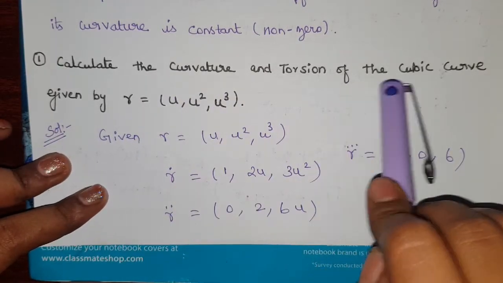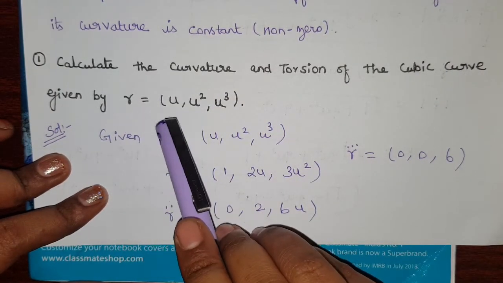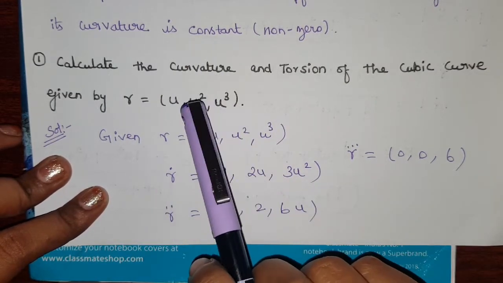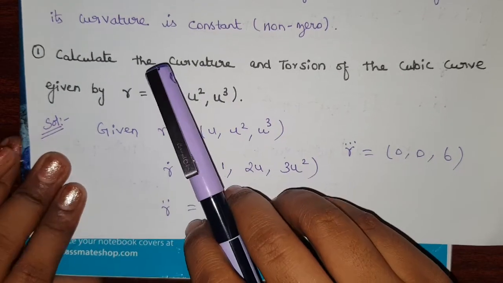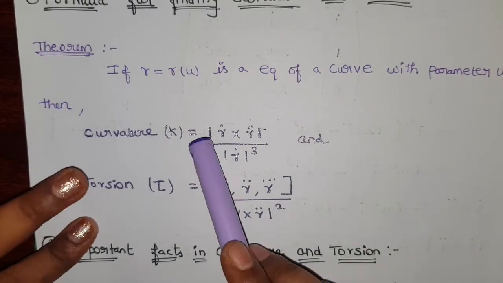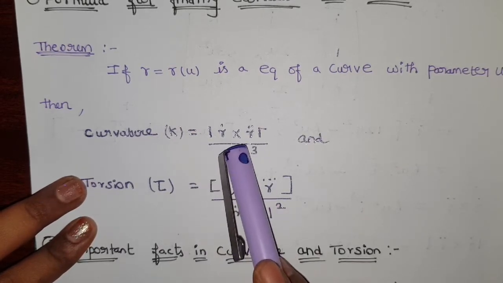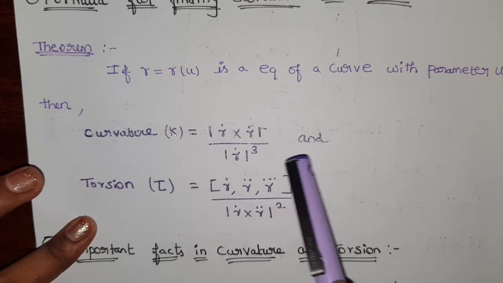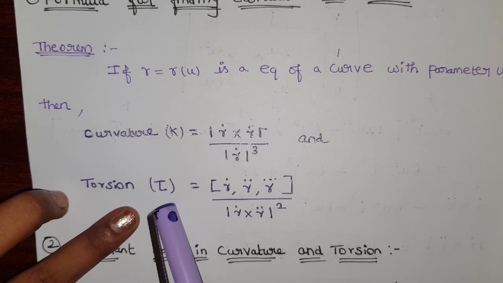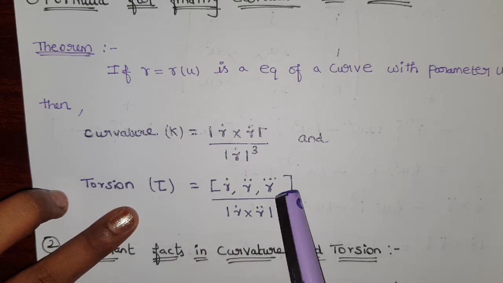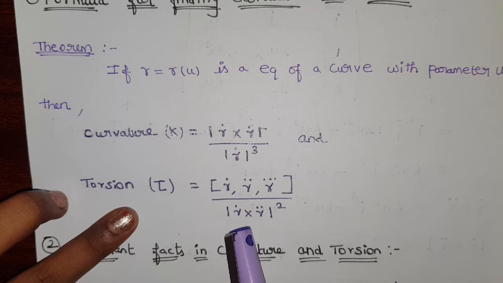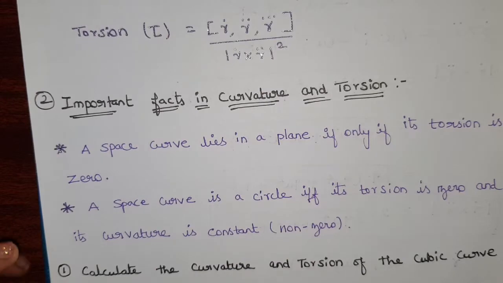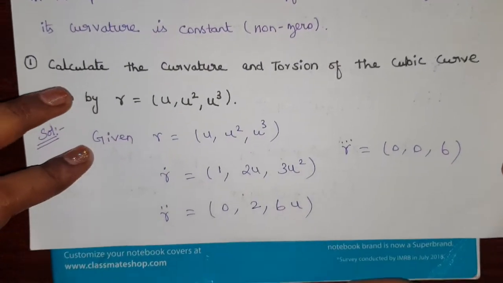Calculate the curvature and torsion of the cubic curve given by r equal to (u, u square, u cube). They ask to find the curvature and torsion. The formula for curvature k is equal to modulus of r dot cross r double dot divided by modulus of r dot cube, and the torsion, denoted by tau, is r dot, r double dot, r triple dot divided by modulus of r dot cross r double dot square. This is the formula for curvature and torsion. Now we see the problem.